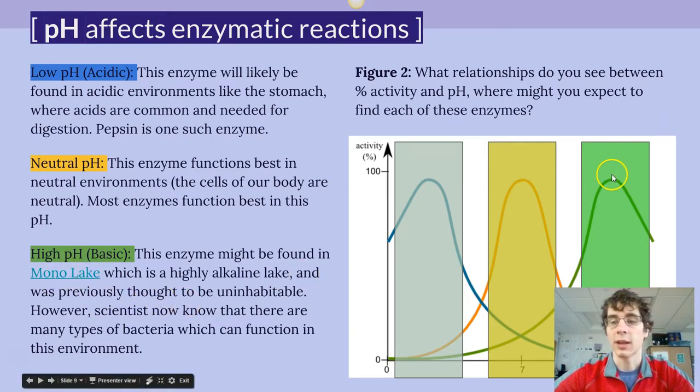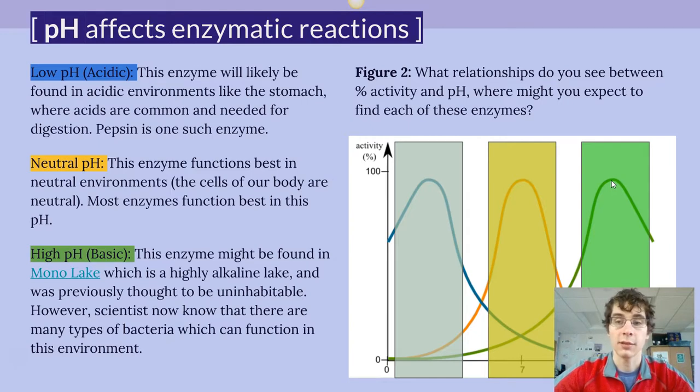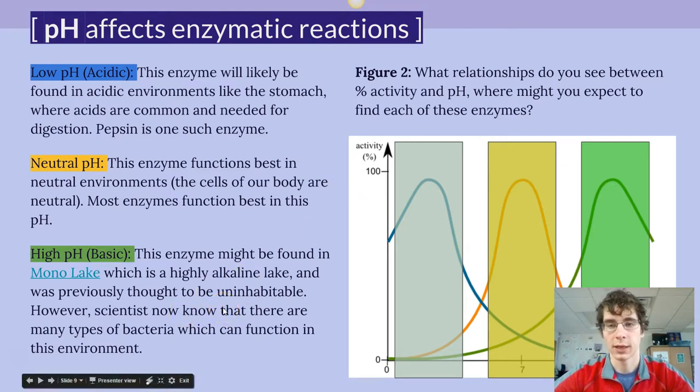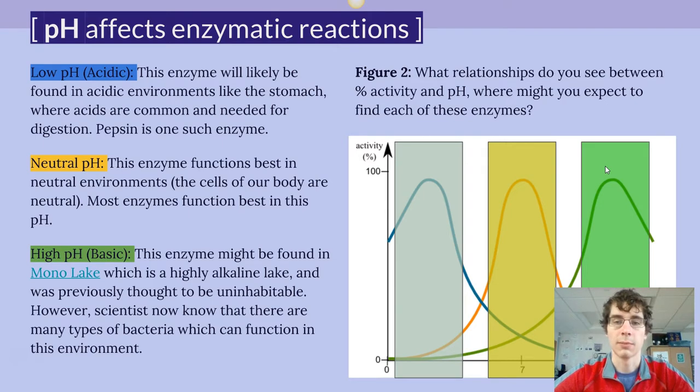But we could imagine that if we found an enzyme that functions best in a highly basic environment, possibly it's an enzyme that came from one of these bacteria, okay? Because the enzyme needs to be able to function in that really basic environment.